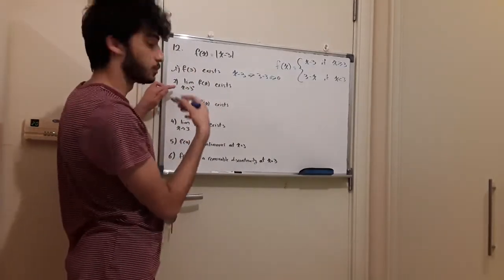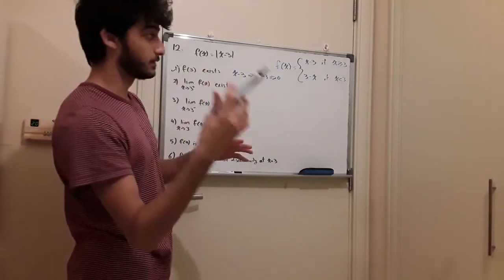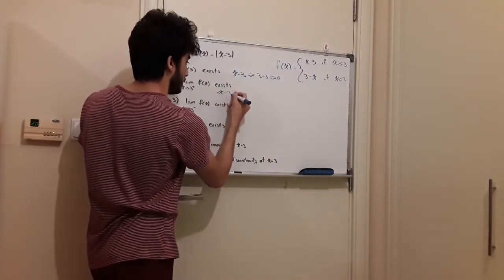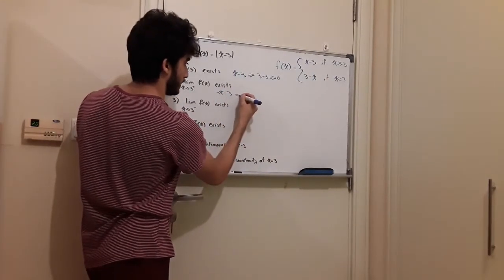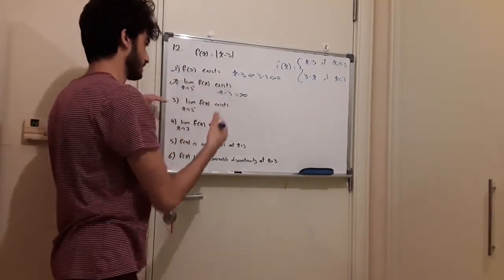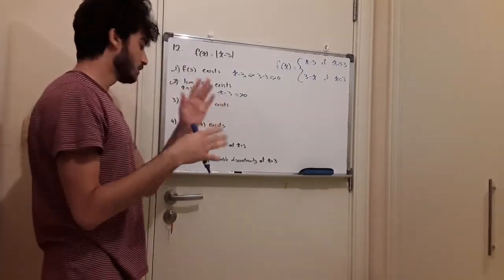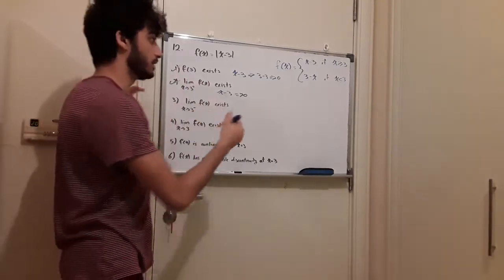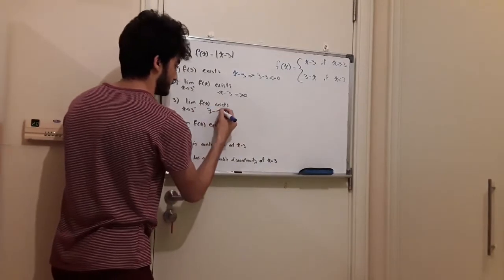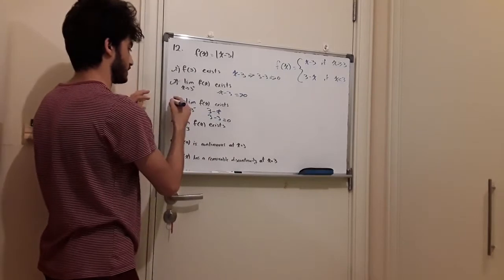Limit as x approaches 3 plus, which means it's approaching 3 from the right side, so it's a little bit greater than 3. So we would use this one. So x minus 3, and then we would substitute 3, and we'll also get 0. So this one is right because it exists. Limit as x approaches 3 minus, which means it's approaching 3 from the left side, which means it's a little bit smaller than 3. So we would use this because this is the condition. So 3 minus x, substitute 3 inside. 3 minus 3, it would be 0. So this one is also true.